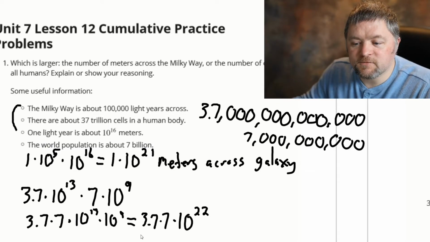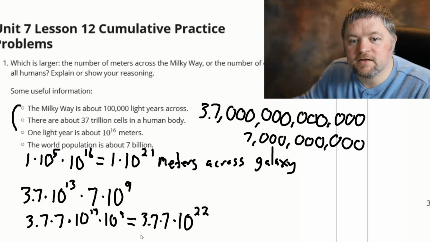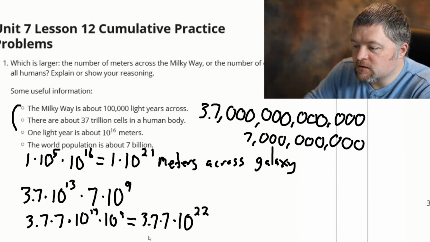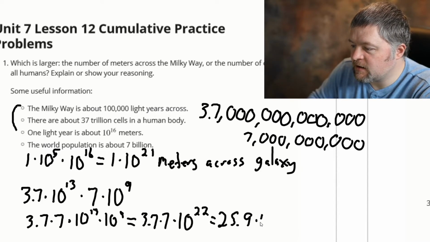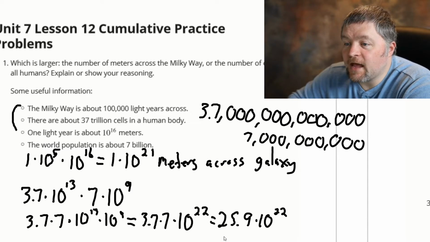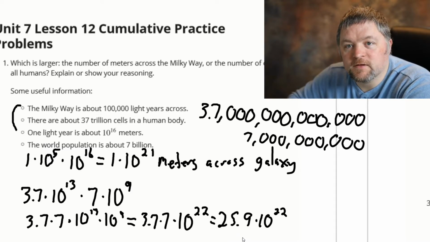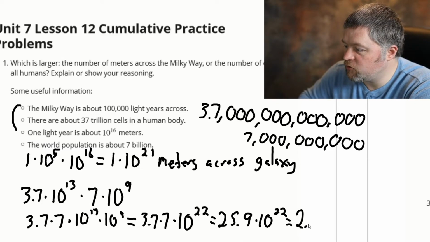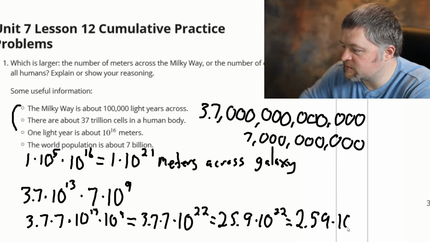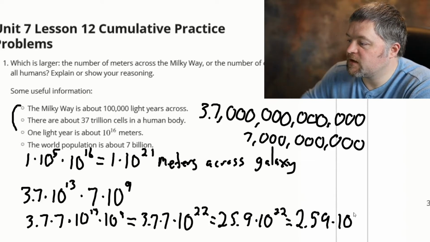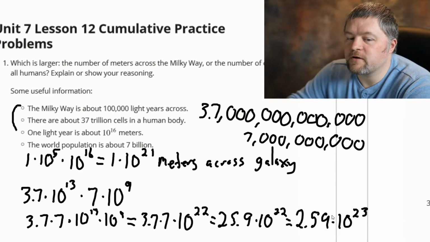I will pause this for a second and do 3.7 times 7 with a calculator, which is 25.9. So that would be 25.9 times 10 to the power of 22. Now, we would want this to have one digit in front of the decimal point for proper scientific notation, so that is going to be 2.59 times 10 to the power of, we move the decimal point one extra digit, so instead of 10 to the 22, it will be 10 to the power of 23.